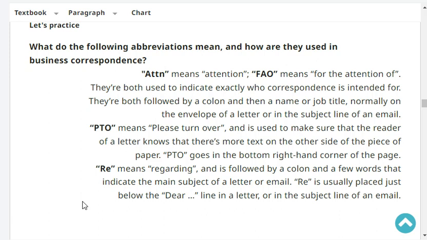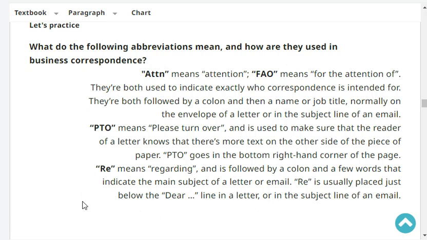PTO means please turn over, and is used to make sure that the reader of the letter knows that there's more text on the other side of the piece of paper. PTO goes in the bottom right hand corner of the page. Very good.